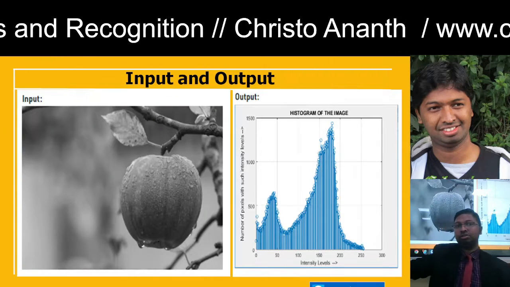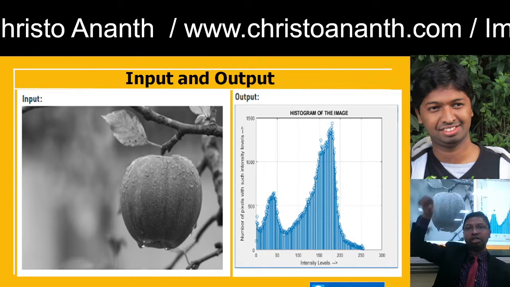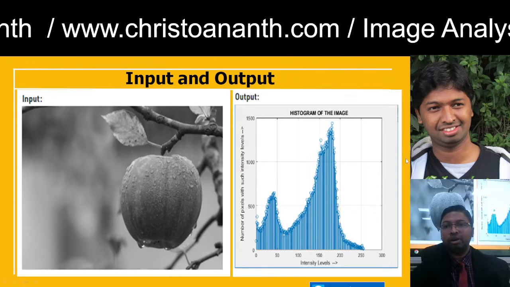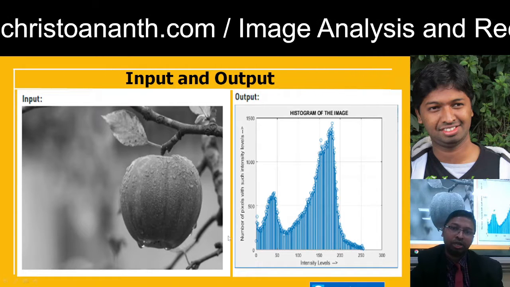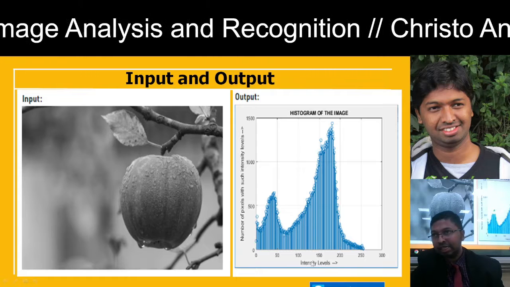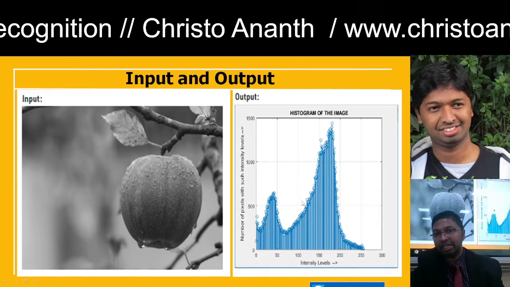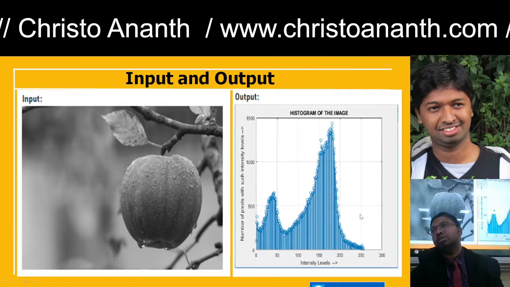So this is the output. For example, this was the input image that was given, and correspondingly as output you see the histogram of the image. Here you find the number of pixels with such intensity values on the y-axis, and intensity levels on the x-axis. Corresponding to this, the intensity levels are categorized. This is the histogram of the image.